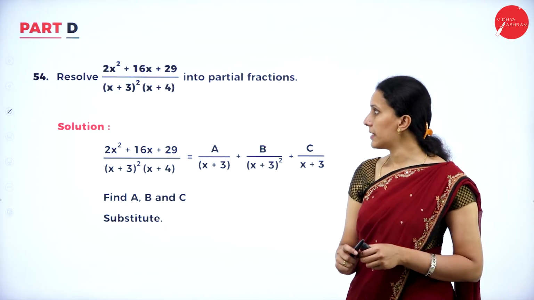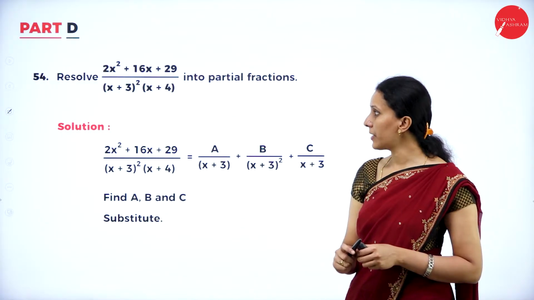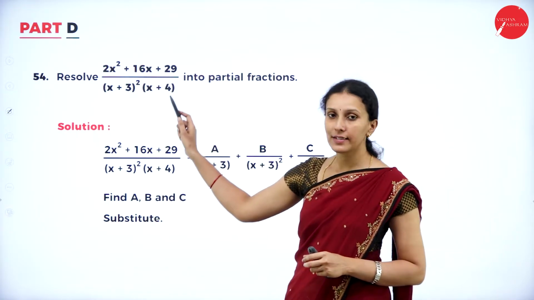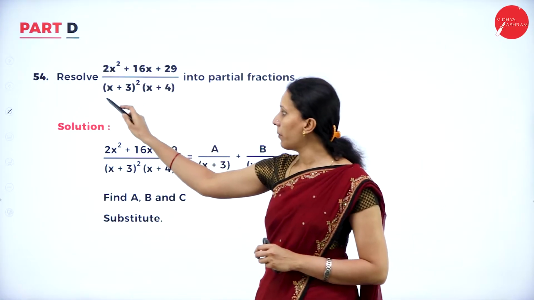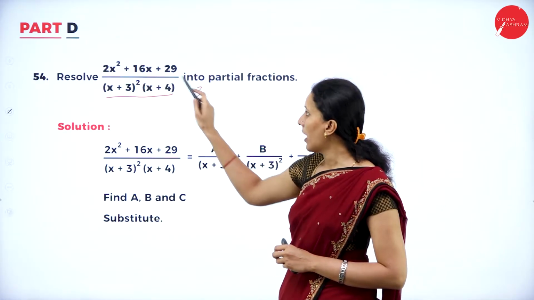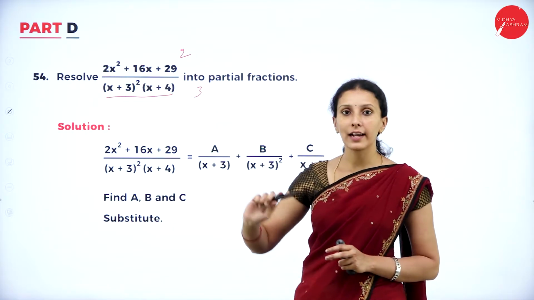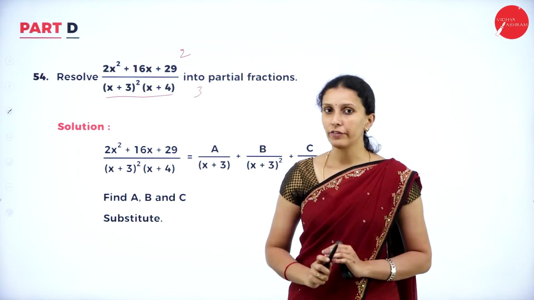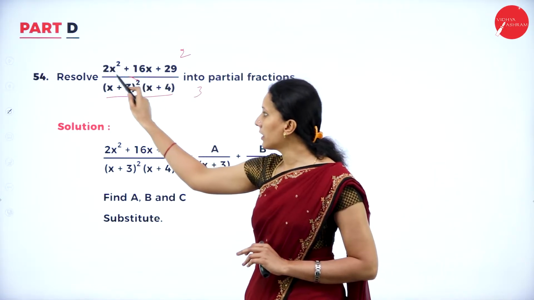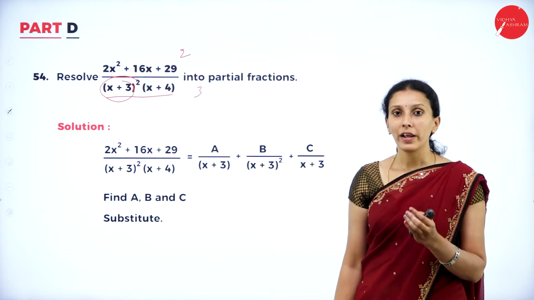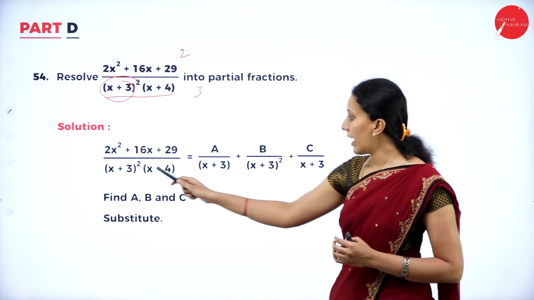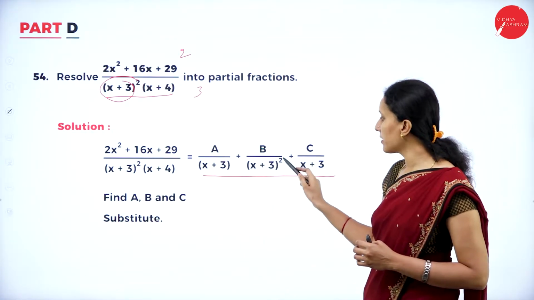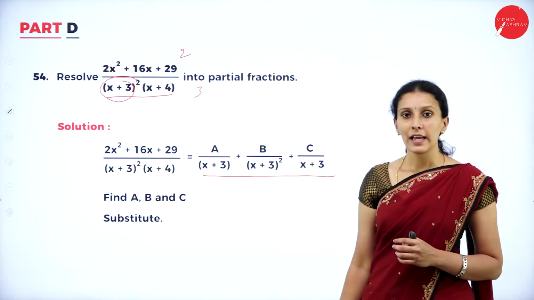Resolve (2x² + 16x + 29) divided by ((x + 3)² (x + 4)) into partial fractions. Clearly, this is a rational function. You can observe the degree of the denominator is 3 and the degree of the numerator is 2, so this is a proper rational function. Hence, we can resolve it into simple partial fractions. Also, you observe that the linear factor is repeated. Whenever the linear factor is repeated, we express it in this form: a by (x + 3), b by (x + 3) whole square, plus c divided by (x + 4).